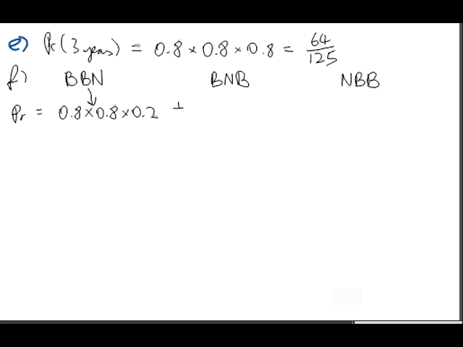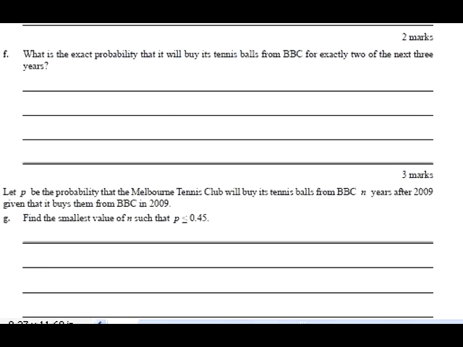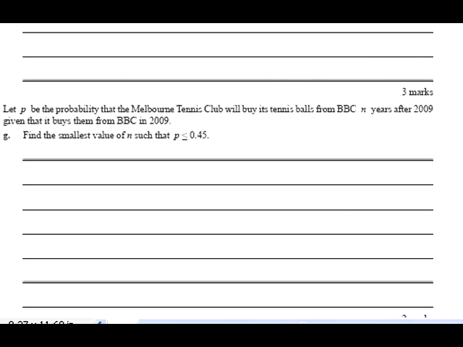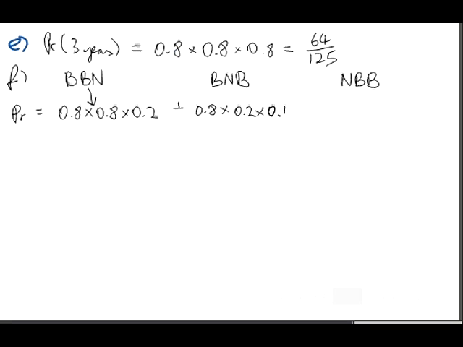Go through a similar process. So the second one says buy, not buy, buy. So the first buy, you know, is 0.8. Not buy after the year of buying is 0.2, right? Now, what's the chance of you buying when the previous year you haven't bought? Look at the question. Come back. You say that if a tennis club doesn't buy its balls from BBC 1 year, there's a 15% chance it will buy its balls from BBC next year. Oh, there you go. That answers your question. 15%, 0.15. So that's the second possibility.